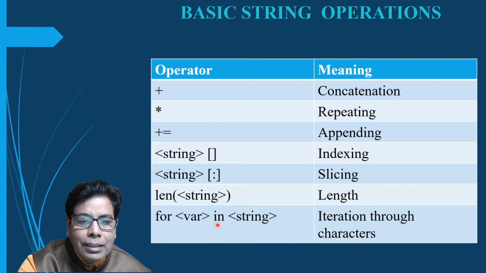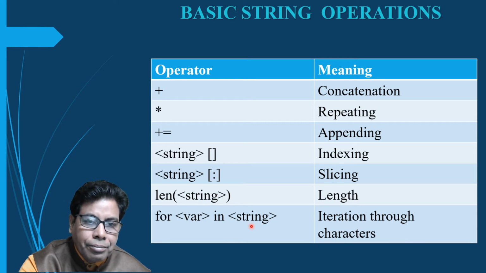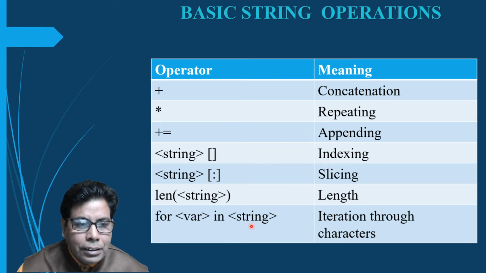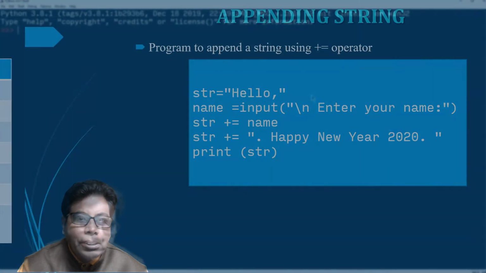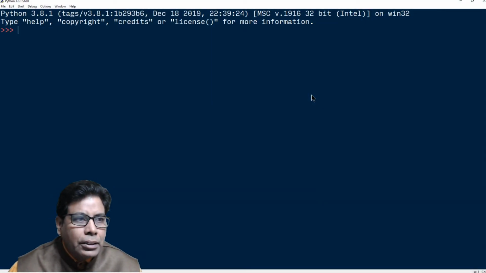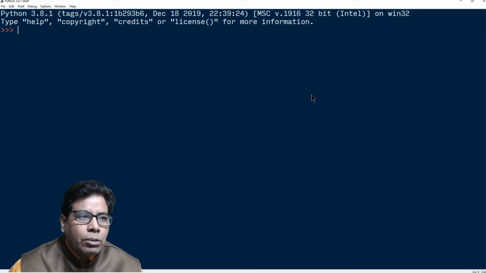Then the last operation is iteration. So for that we use the for loop. So for whatever variable we are putting here, and in string will iterate through the characters in the string. So let us go into the details of this. Let us try to see some of the basic string operations with the help of interpreter.